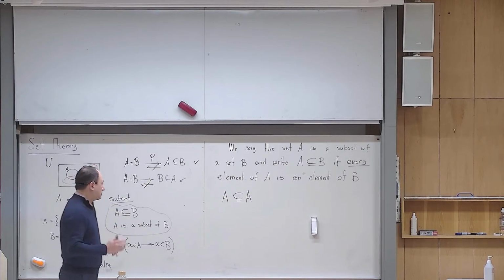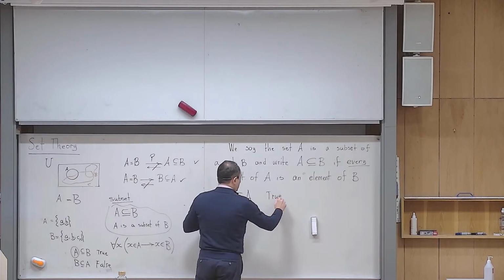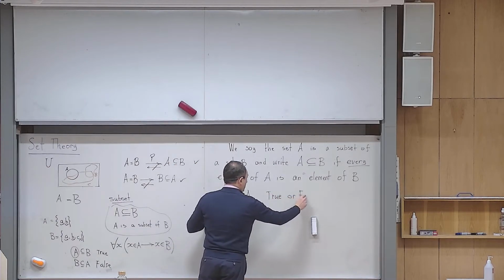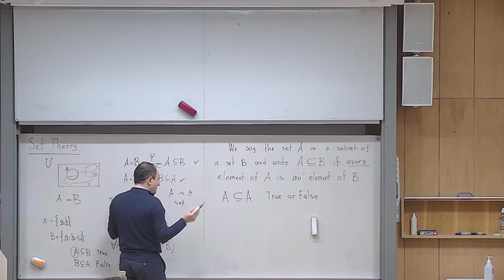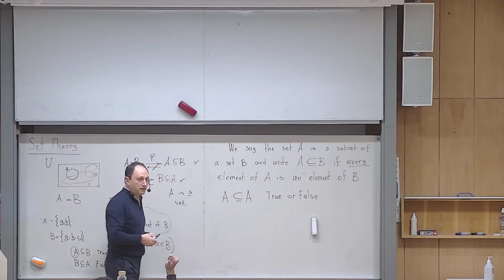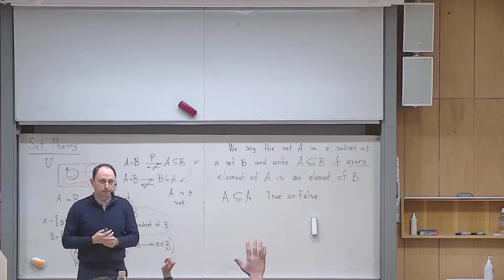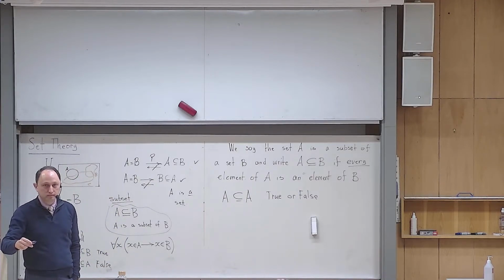No, I'm asking you, is this statement true or false? You might ask me what A is. I am saying that A is a set. Which set I don't know. But then I'm asking you, is it true or false? If true, why? Yes, Casimir? Every element of A is also an element of A.